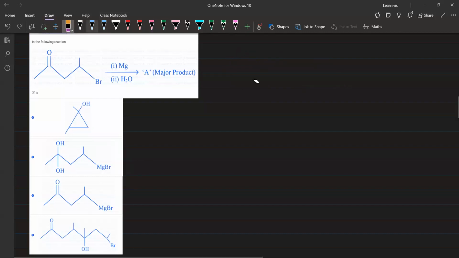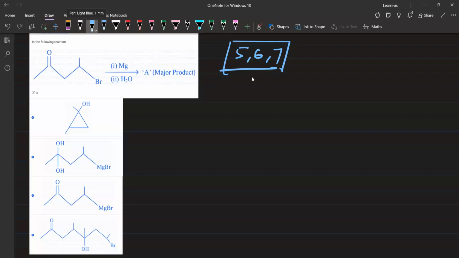And that is why, in general, 3-membered rings are not formed. The most stable are 5-membered, 6-membered, and 7-membered rings. These rings can be formed, with 5-membered being the most favored, then 6, and then 7. So if an intramolecular reaction is happening and there is a ring formation, 5-membered and 6-membered rings will be preferred. So I will eliminate this option only by the fact that it is a cyclopropane.